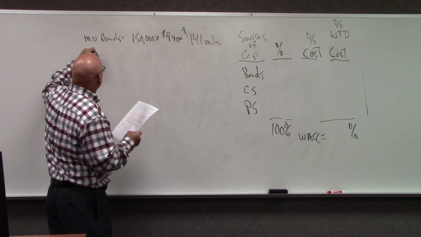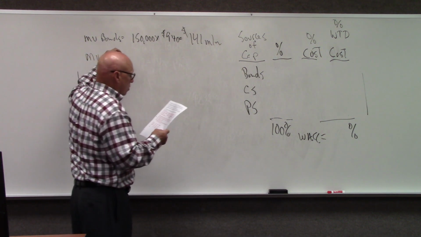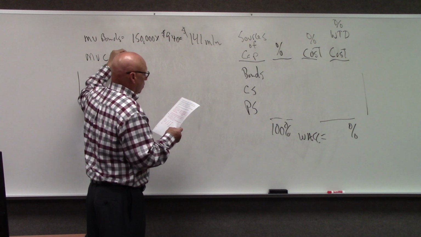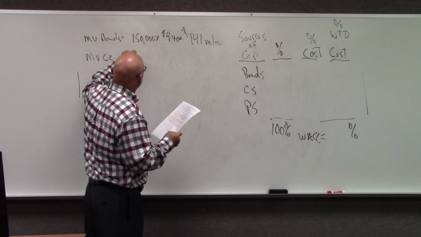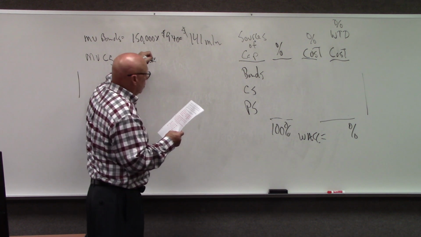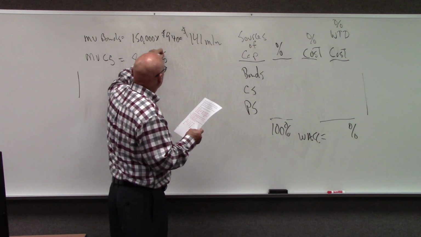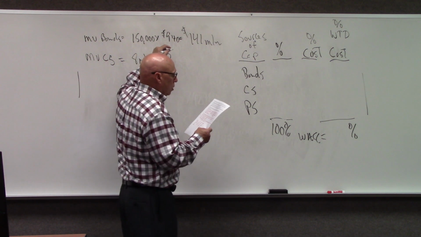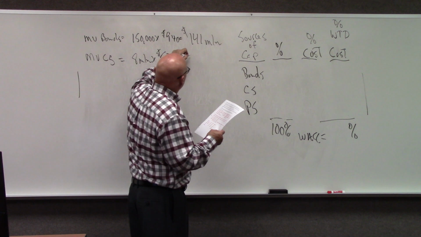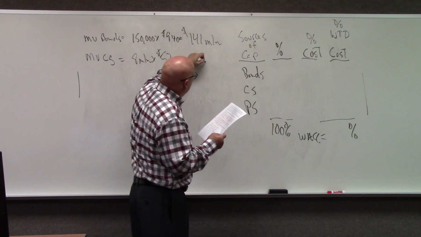Market value of common stock is 8 million shares times $57 a share is equal to $456 million.